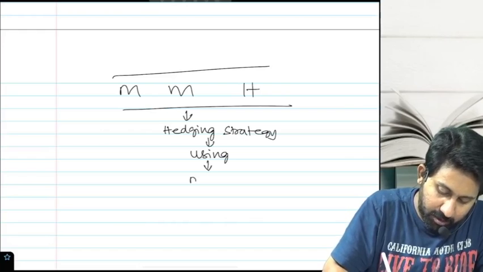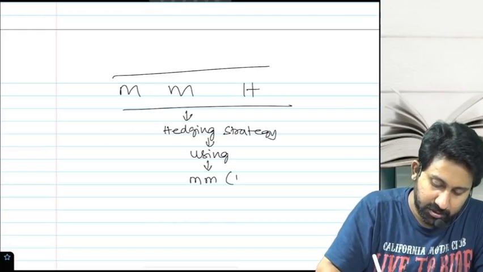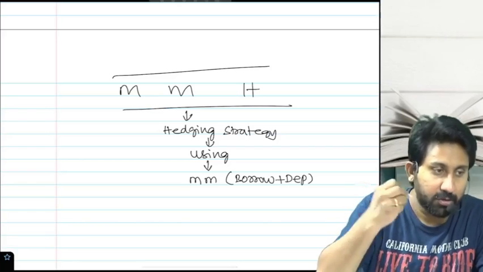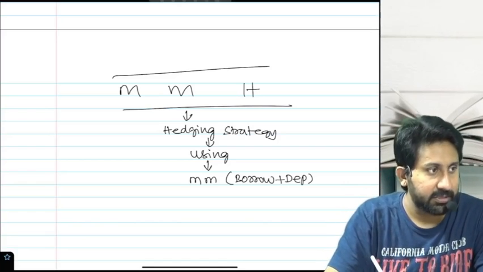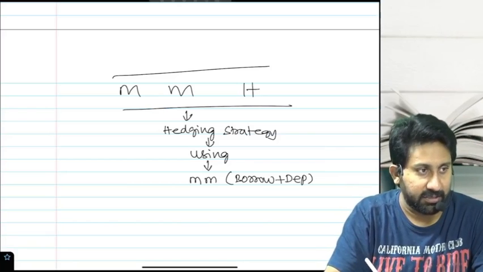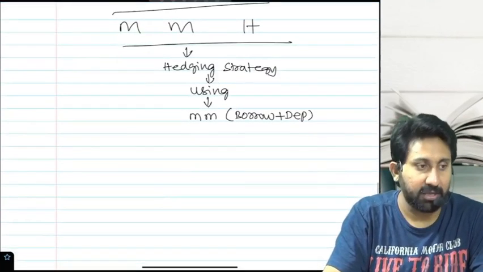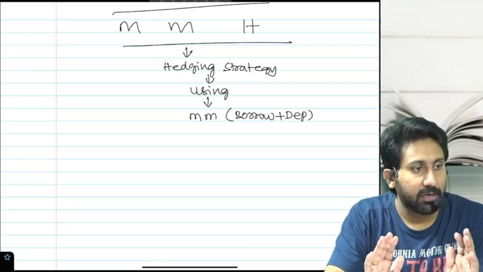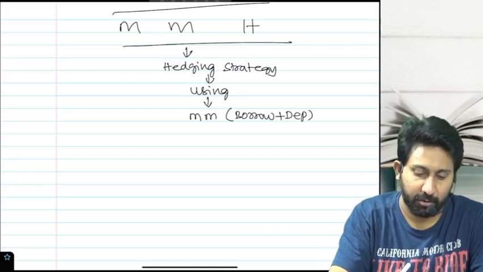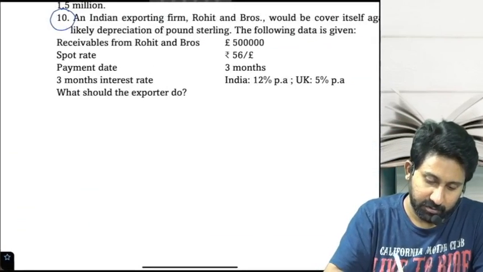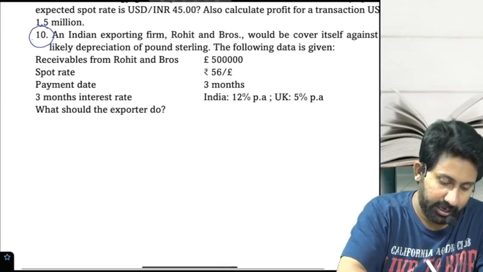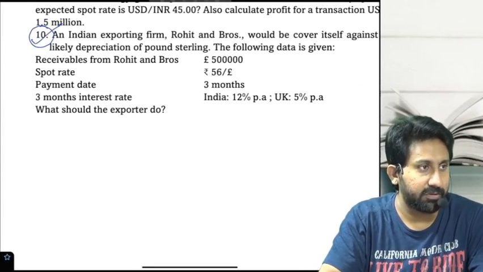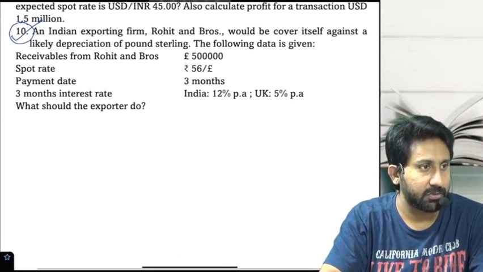using money market, meaning what? Borrowing and deposit. We will use this as a base in order to hedge our risk. That's called money market hedging. How will this strategy be useful? Let us try to understand using a problem. For that I have question number 10. Let us read the question first before we start with money market hedging as a solution.